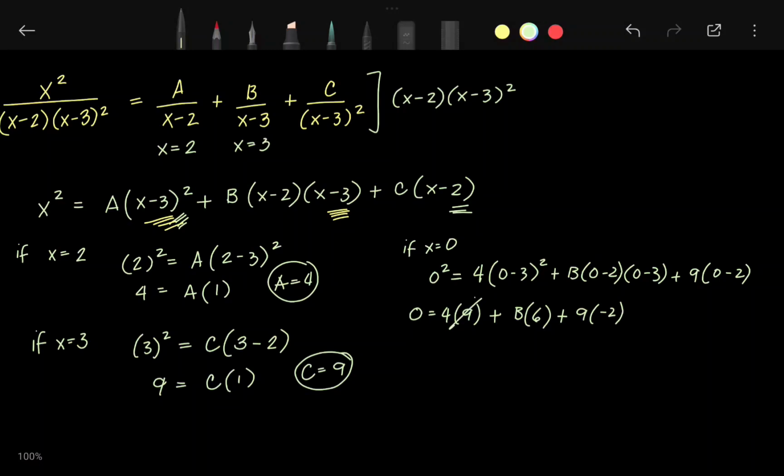So this is going to be 36, and then minus 18, plus negative 3B, is equal to 0. So 3B equals negative 18, divided by 3. B is going to be negative 6. Okay. So B is equal to negative 3.